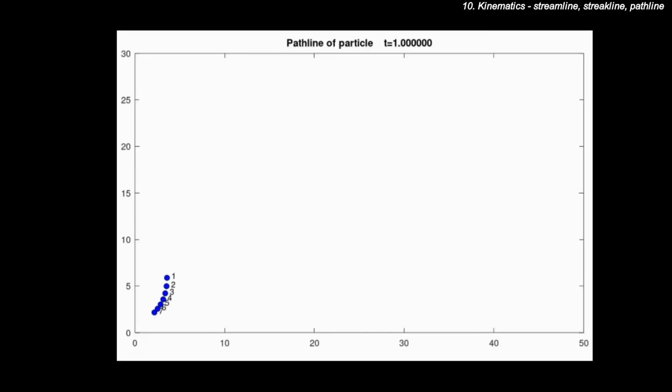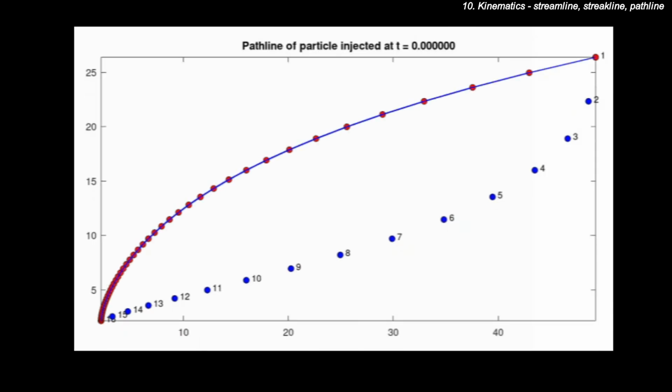It shows a bunch of particles injected at the same point at successive times. The line joining 1, 2, 3, 4, 5, 6, 7, 8 till 15 is the streak line. It is seen that the first particle moves more towards the y direction, while the later particles move less and less because they are influenced more by the x velocity. It is unsteady, and hence the streak line and path line will be different.